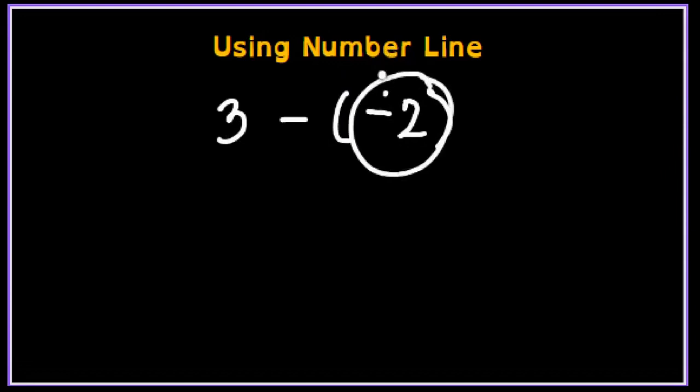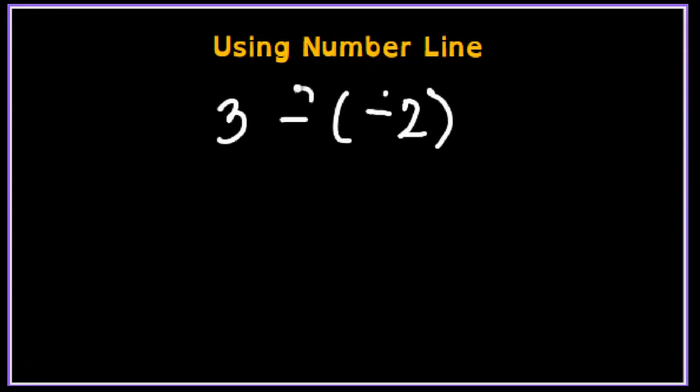So, let's start with this first example. 3 minus negative 2. In all cases, I want you to remember this word. Change the sign of the subtrahend, then proceed to addition. So, ang subtrahend dito ay si negative 2. So, kung dating negative yan, magiging positive yan dito.